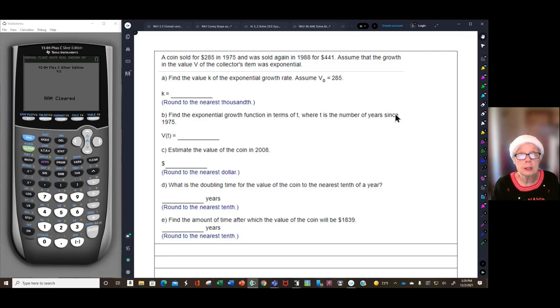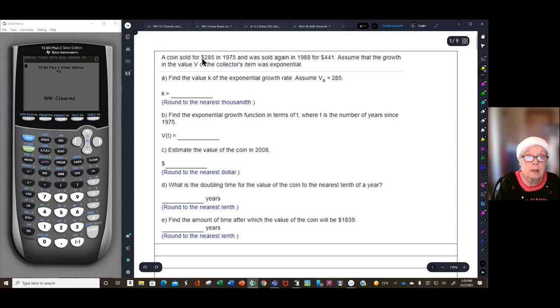Our first problem talks about coin collectors. A coin sold for $285 in 1975. That's our first bit of data right there. And was sold again in 1988 for $441. That's our second bit of data. Assume that the growth in the value V of the collector's item was exponential.